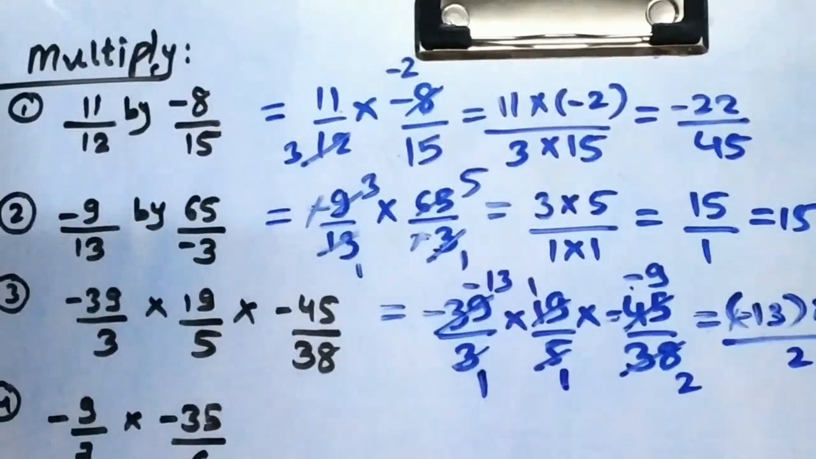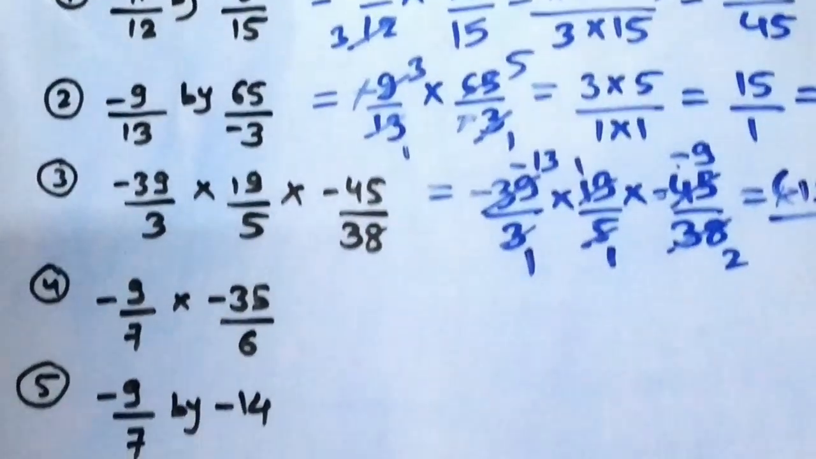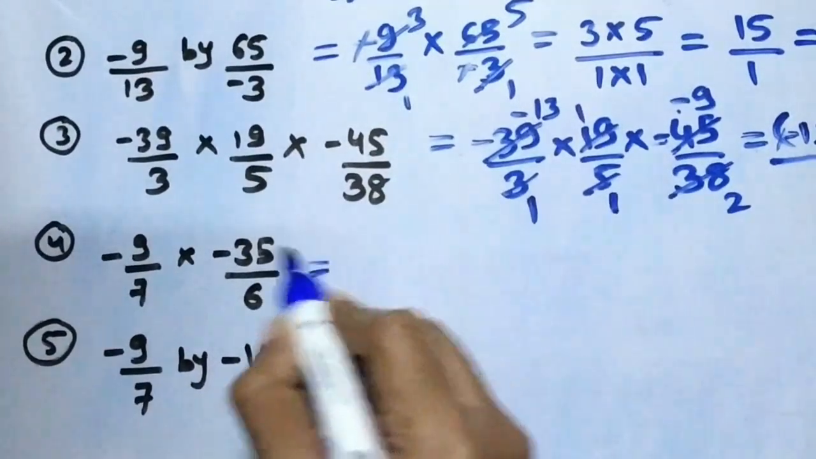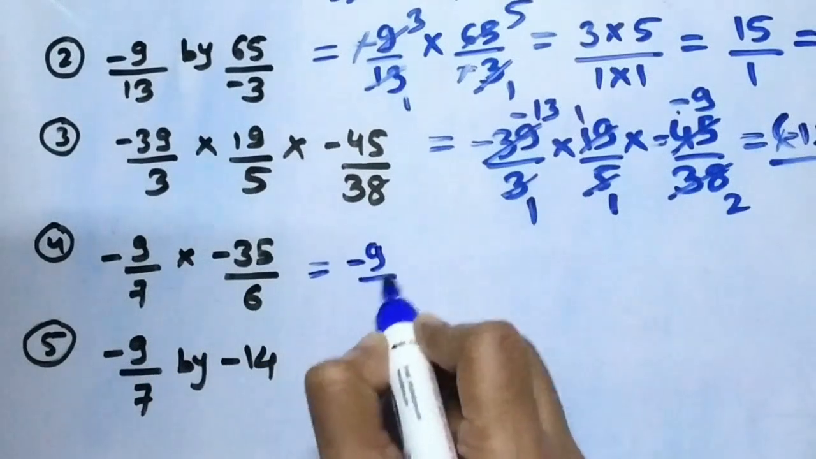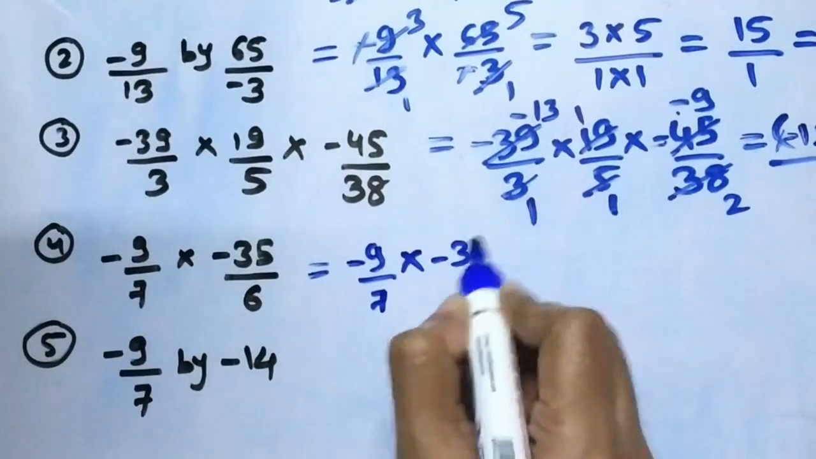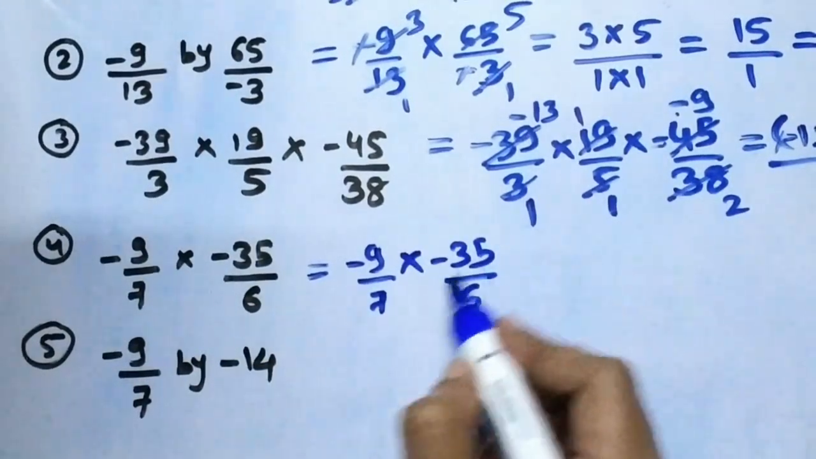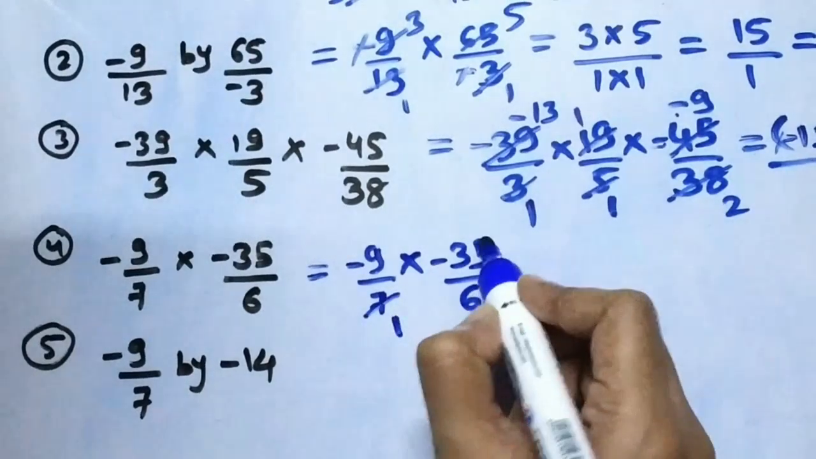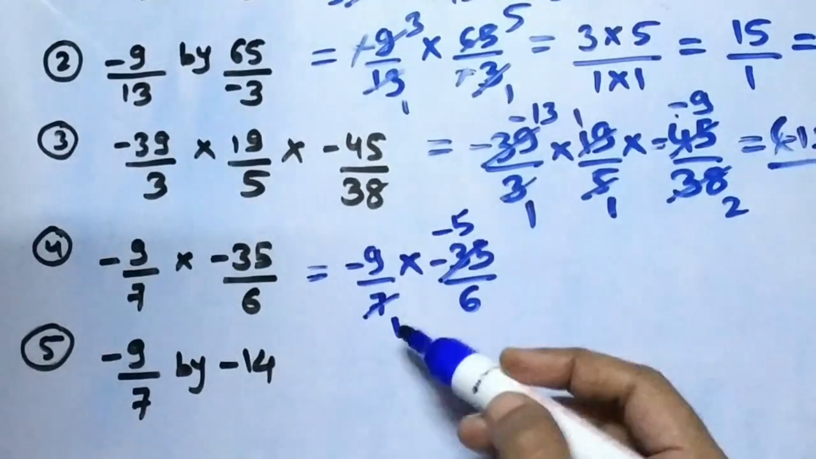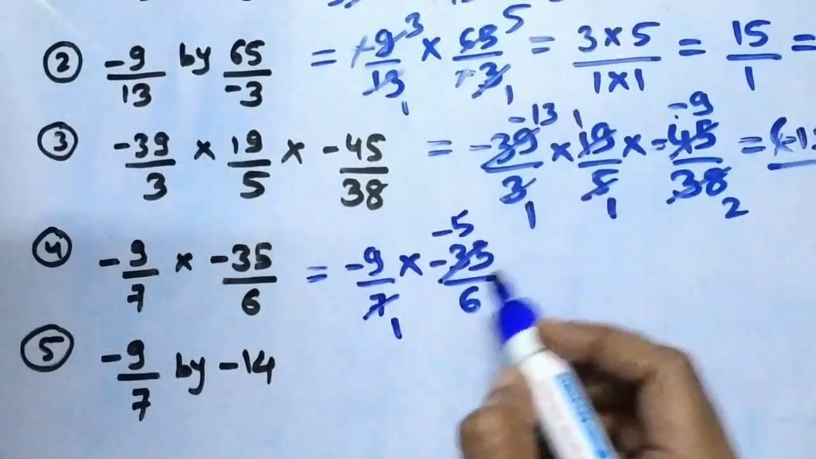Now we are going to get another question, that is the product of minus 9 by 7. You need to multiply with minus 35 by 6. You can take here 7 1s are 7, here 7 5s are 35, and that minus will be as it is.